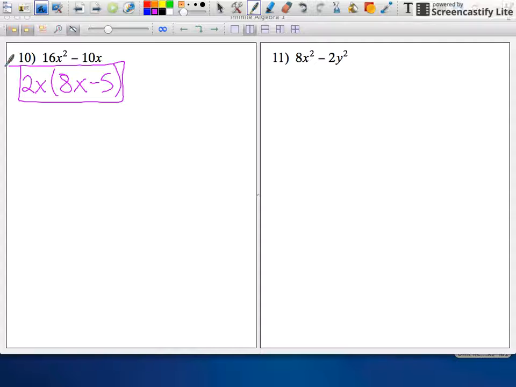Number 11 is a different story. We start out the same way though. I'm going to pull a 2 out of both, and these are different variables, so I can't pull out any variables. I get 4x squared minus y squared. And then I reassess the problem.